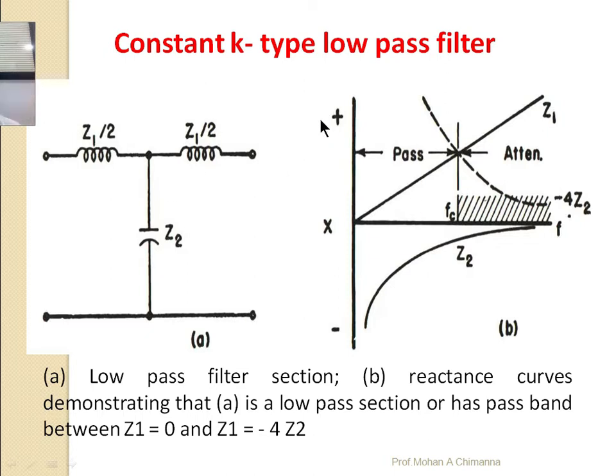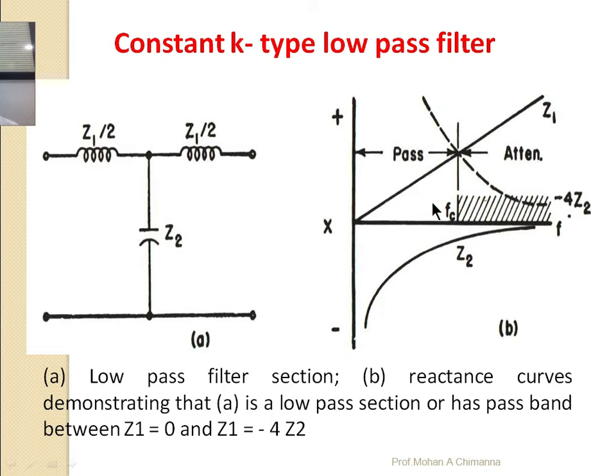With reference to this circuit diagram, we indicate the characteristics of Z2 as the current flows through the capacitor, and the inductor is indicated by Z1 by 2. These are the characteristics with respect to frequency. The current flowing through the inductor goes on increasing. Here is the cutoff frequency, and the attenuation should happen above the cutoff frequency. Below the cutoff frequency, the attenuation alpha is equal to 0.